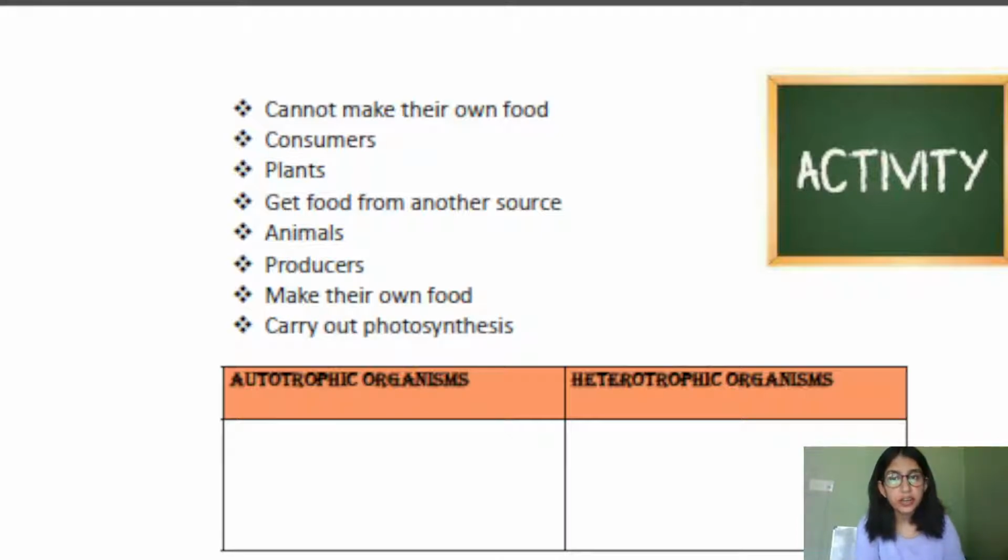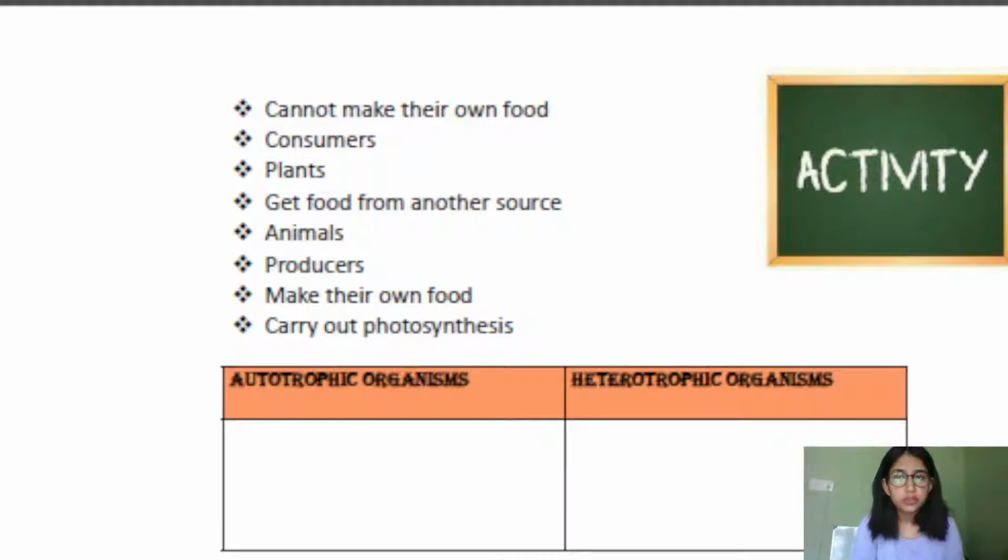Yes, so they cannot make their own food. It will be belonging to the heterotrophic organism category, because autotrophs basically make their own food, so cannot make their own food will be belonging to the heterotrophic organism category.